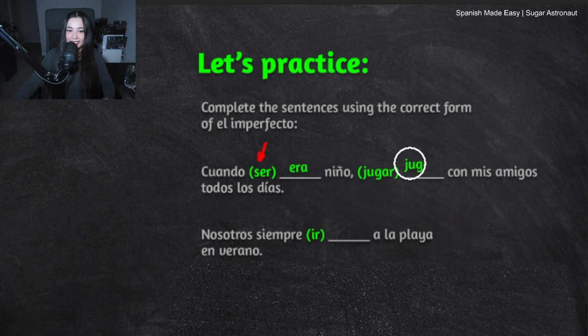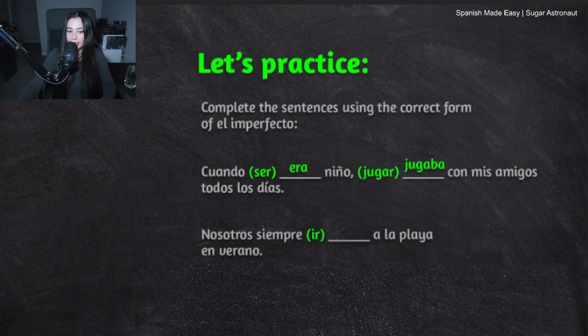The answer is jugaba. Jugaba. Cuando era niño, jugaba con mis amigos todos los días. When I was a child, I used to play with my friends every day.